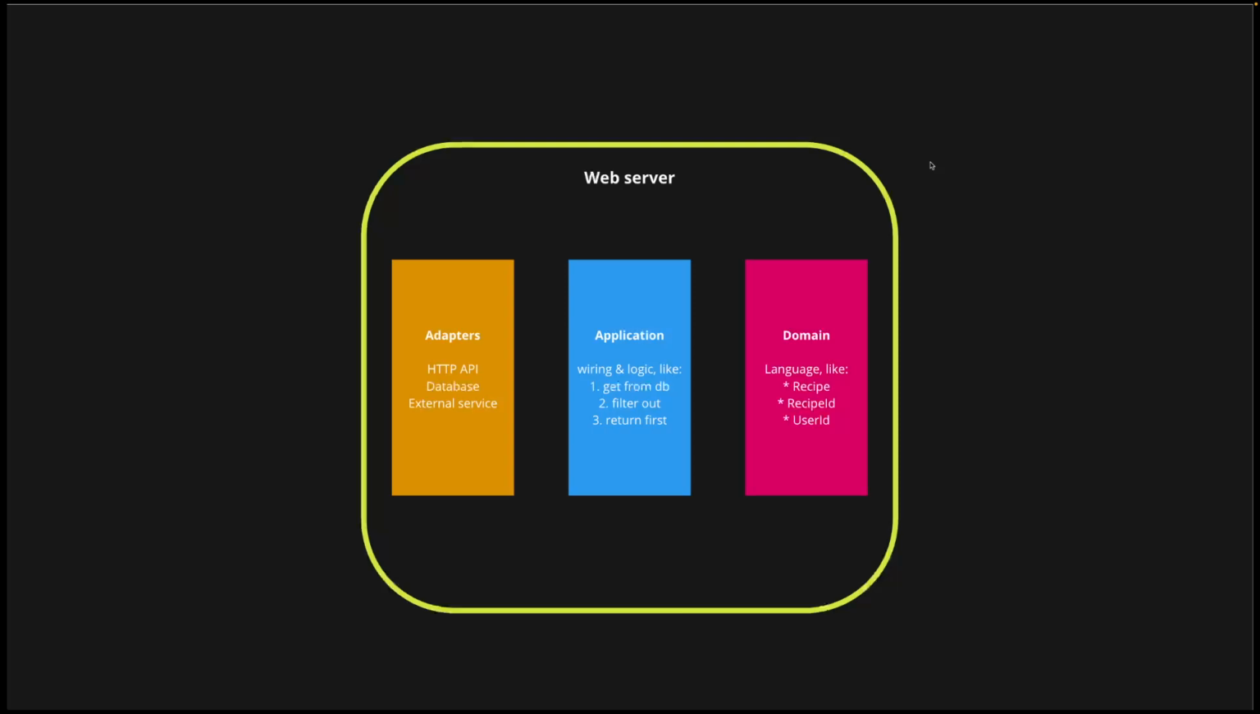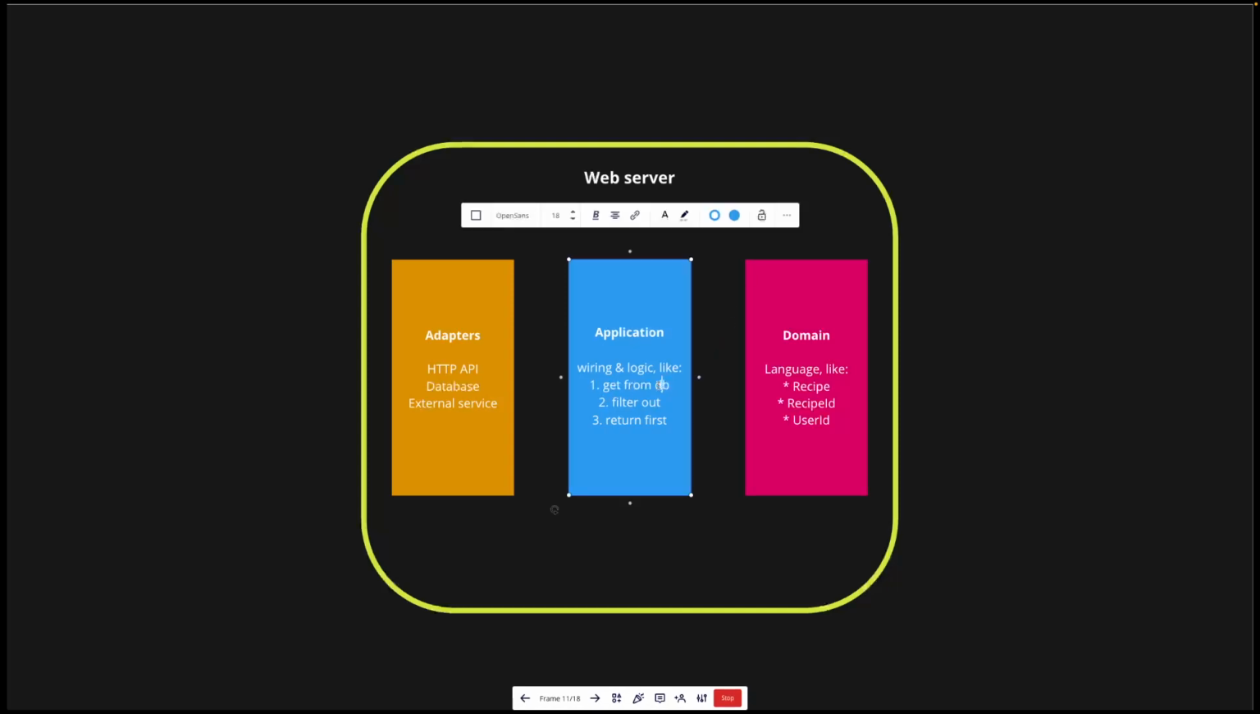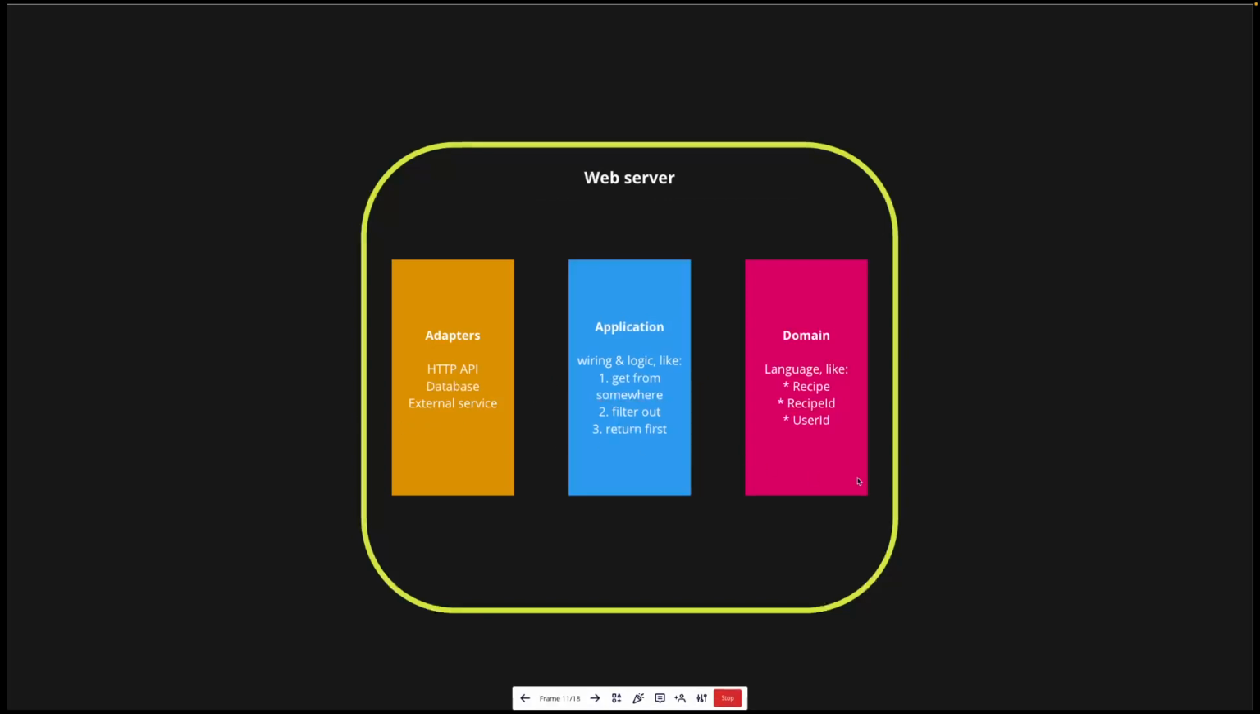Then we have our application itself. This is all the business logic and wiring. So we'll actually not get from DB, but let's say get from somewhere. And we will a bit later look into how this somewhere comes into this place. Then maybe filter out some stuff, return the first element, these kinds of things that are really a business process.